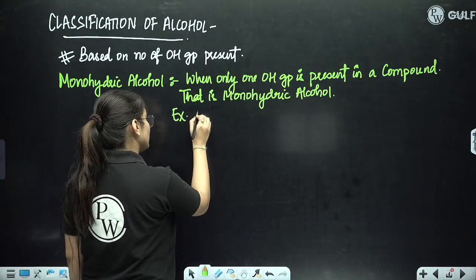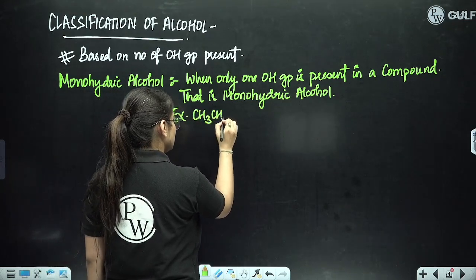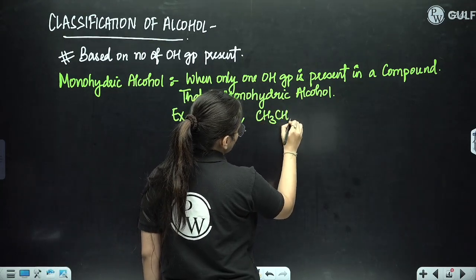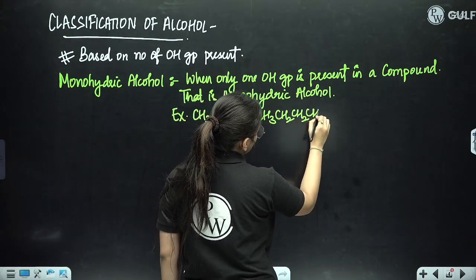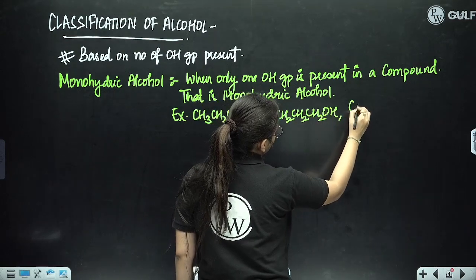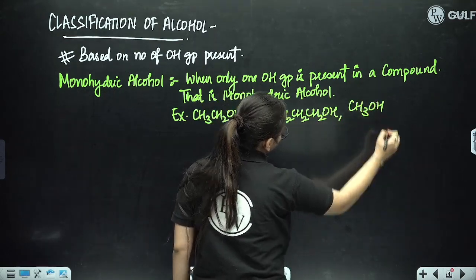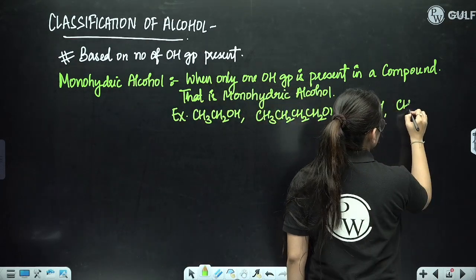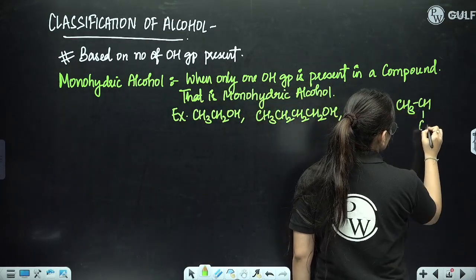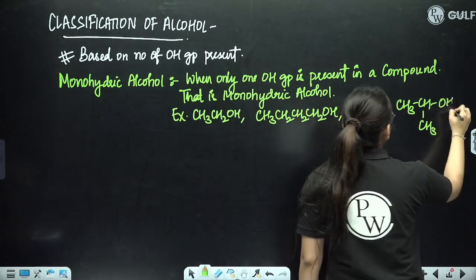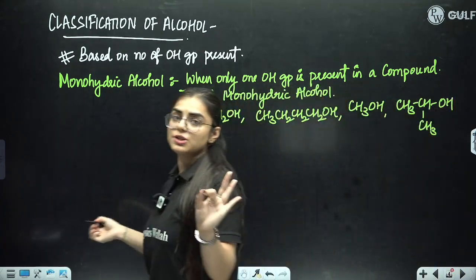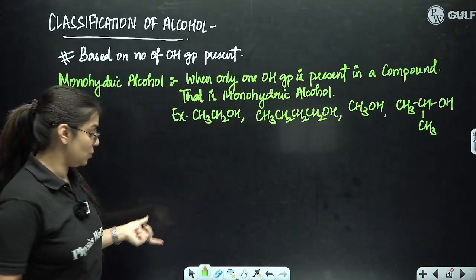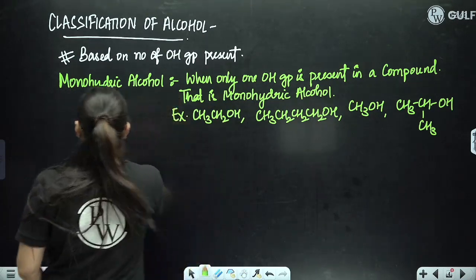Let's take a general example. When there is only one OH group, I can say CH3CH2OH. I can say CH3CH2CH2CH2OH. Even I can say CH3OH. Any example you can take. Let's take something of a branched chain, CH3CH(CH3)OH. All of these contain only one OH group, so all of them are basically monohydric alcohols. Yes, everyone?